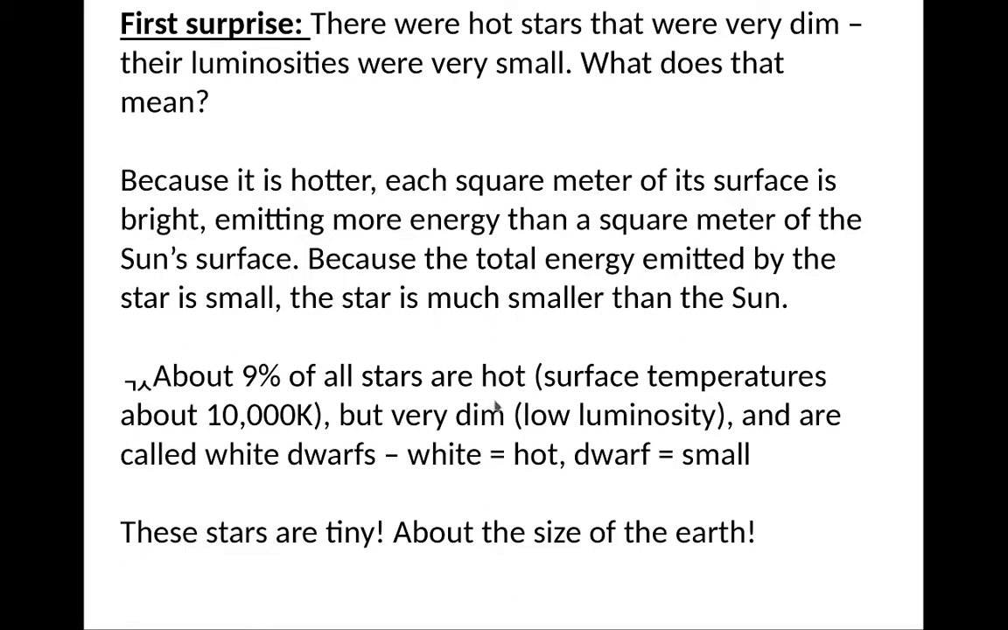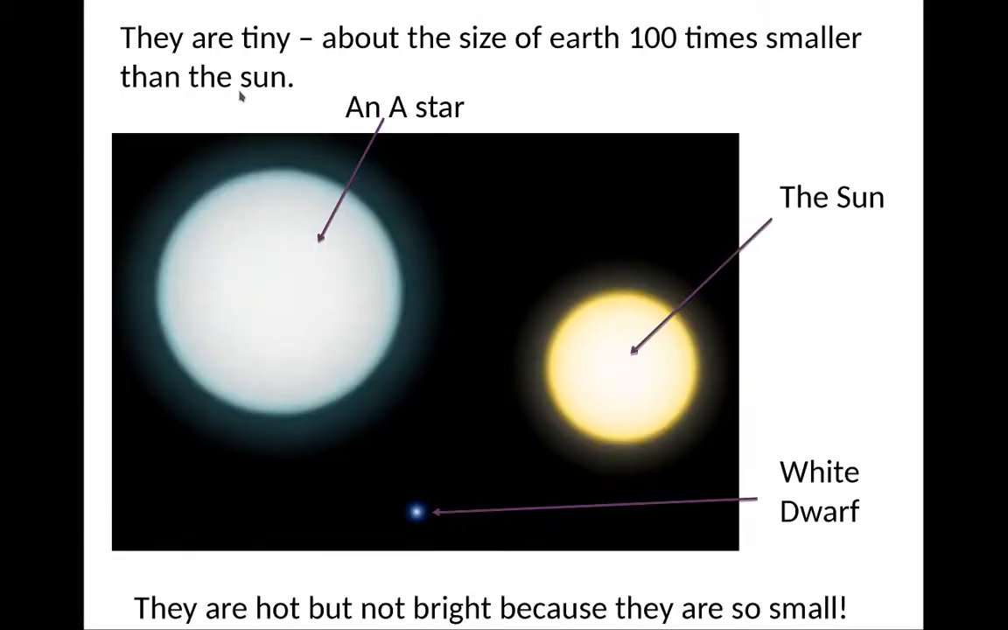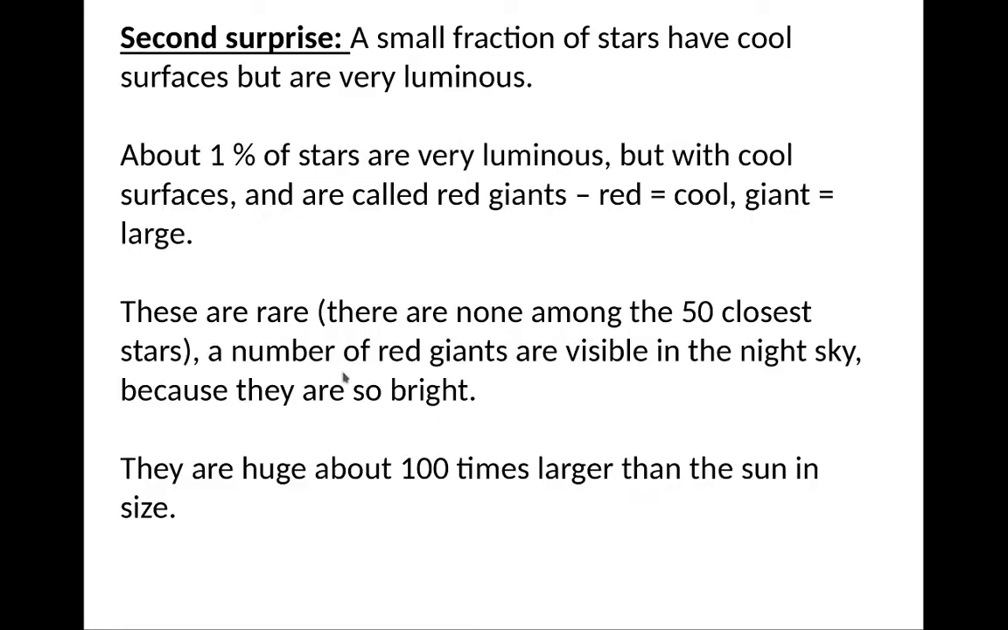So about 9% of these stars are very hot but very dim, and so they're called white dwarfs. White because they're hot, dwarfs because they're small. And these stars are really tiny. They're about the size of the Earth, not the size of the sun. So for instance, these are tiny, size of the Earth, about 100 times smaller than the sun. So this is A star, that's the sun, and that's a white dwarf. So they're hot, all right? They're hot, but not bright because they're so small.